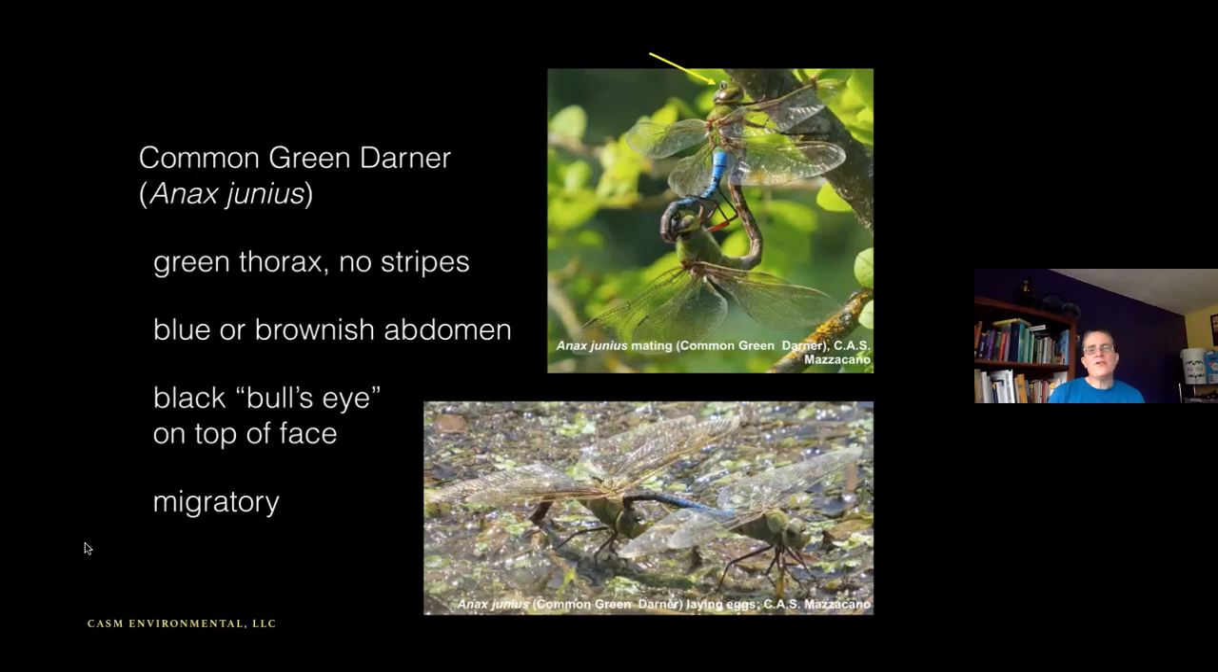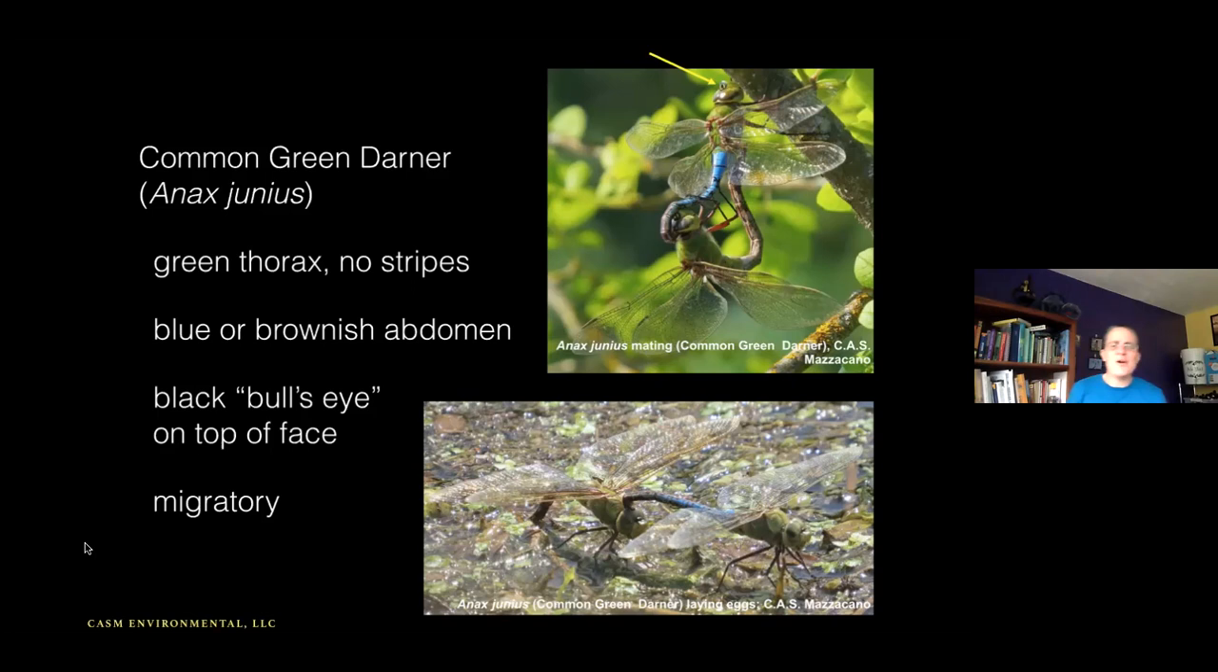Another thing that's very characteristic of this species is if you look down at the front of the face, and you can see that there's an arrow pointing to that on the male half of the couple in the top photo, they have what looks like a little round black bullseye on the top of their face, almost like what you might think of as the top of the nose, although dragonflies don't have noses the way we do. No other darner has that.